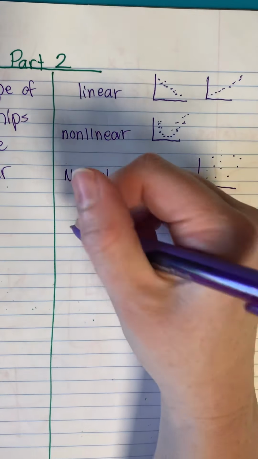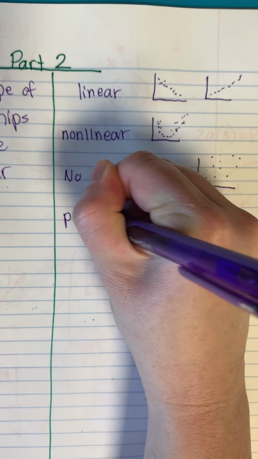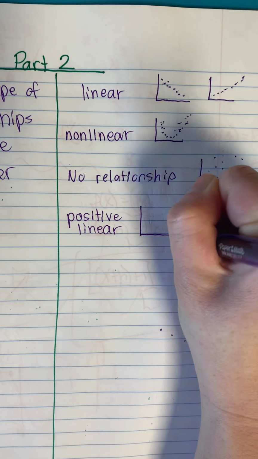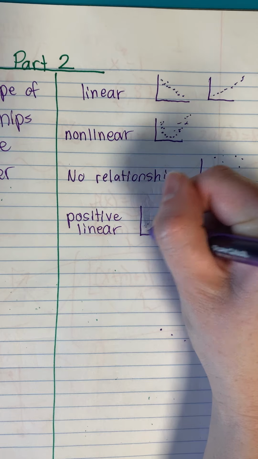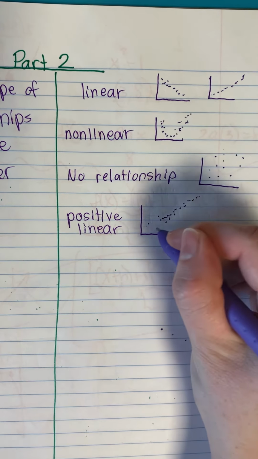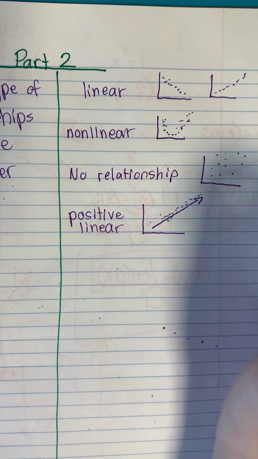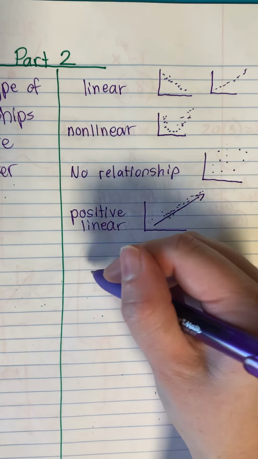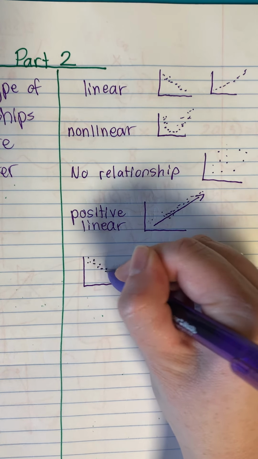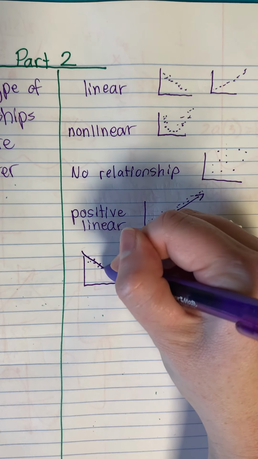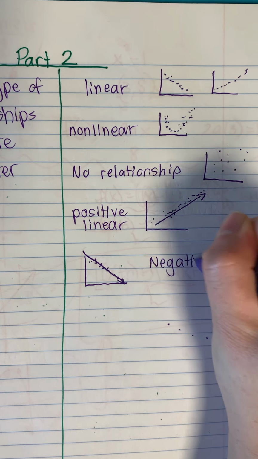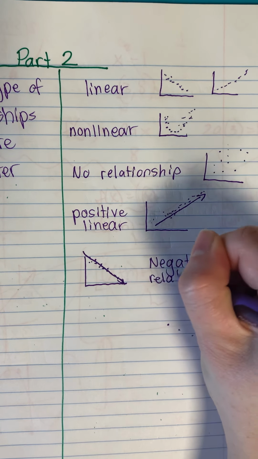And then we've got positive linear. So that means it doesn't have to start from 0. It might start in the middle. But basically, as long as it's going up, see how you can kind of draw a line through it almost? That's a positive linear relationship. And then we've got the opposite, where it's like going down. So you could draw almost a line through those points like that. This would be a negative relationship.